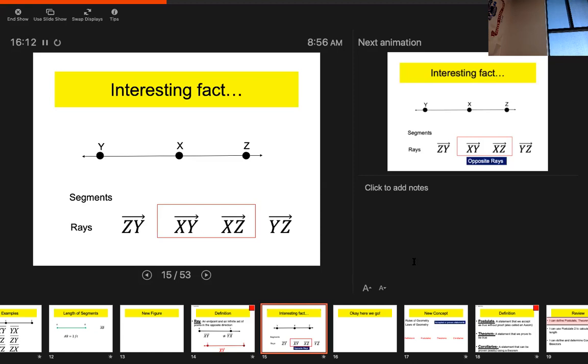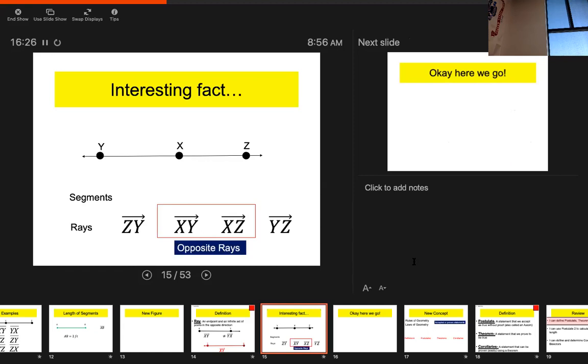Put them together, you make a line. We call these two rays, take a guess. They go in opposite directions, so guess what we're going to call them? Opposite rays. Opposite rays start at one point and go in opposite directions. You put them together, you make a line. Okay? Easy concept, yes? Nothing hard so far.